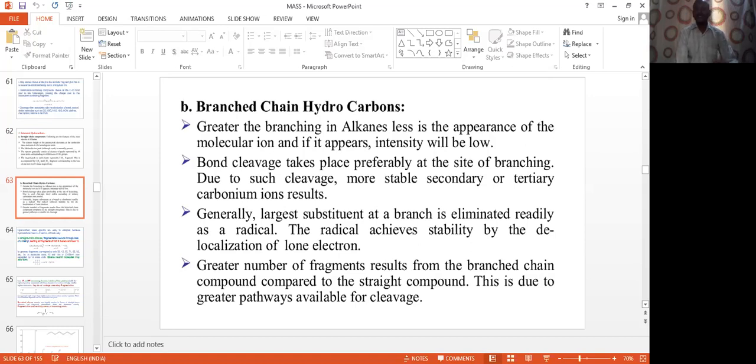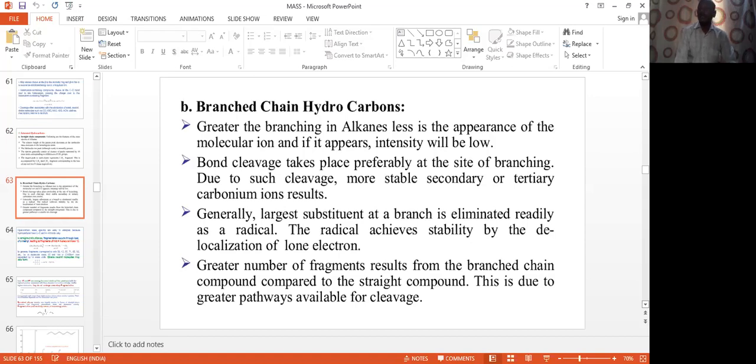Here the main feature of branched chain alkanes: the molecular ion peak will appear, but it will be very less intense. Fragmentation takes place at the substituted carbon, because if cleavage takes place there, you will get a stable fragment ion. Generally the largest substituent at the branch is eliminated as a radical. Also remember that the radical achieves stability by delocalization of electrons.